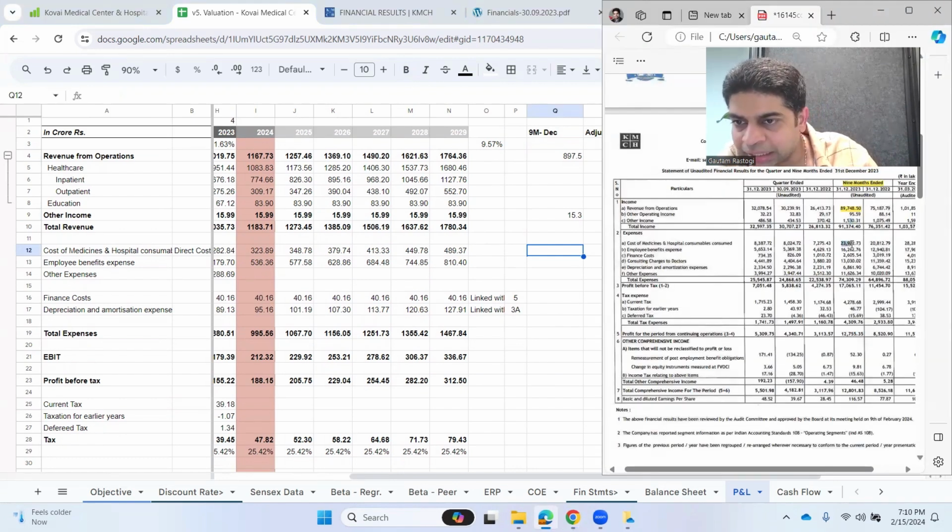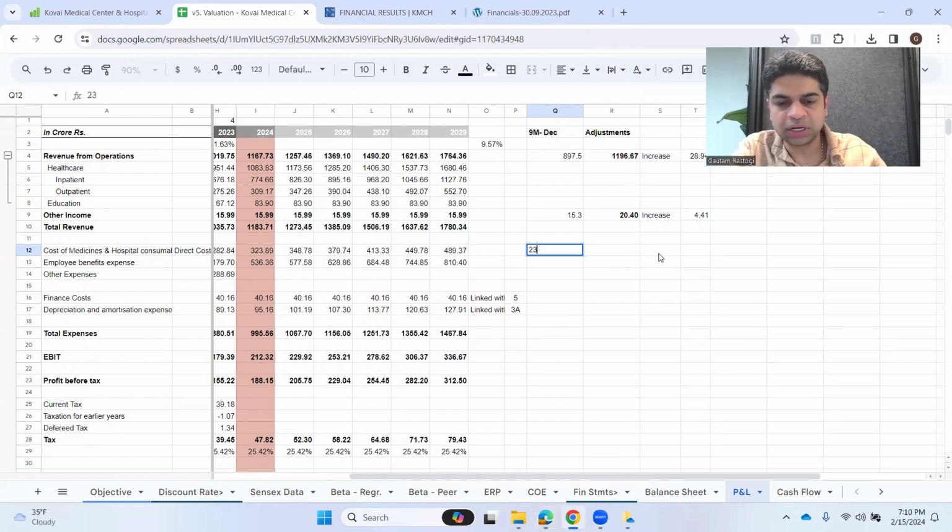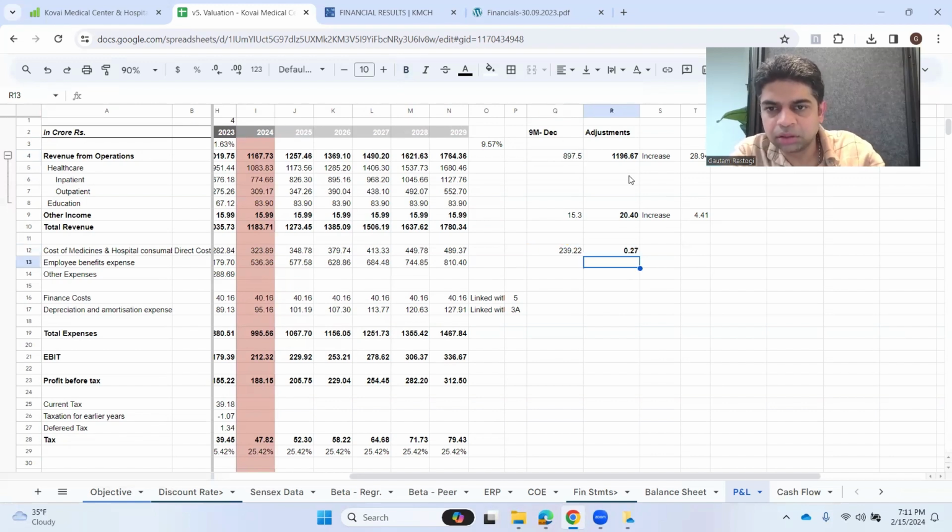It's 239.22. 239.3 is... let's just check how much their COGS is against revenue. COGS कितना है revenue की comparison में? तो 27% है.